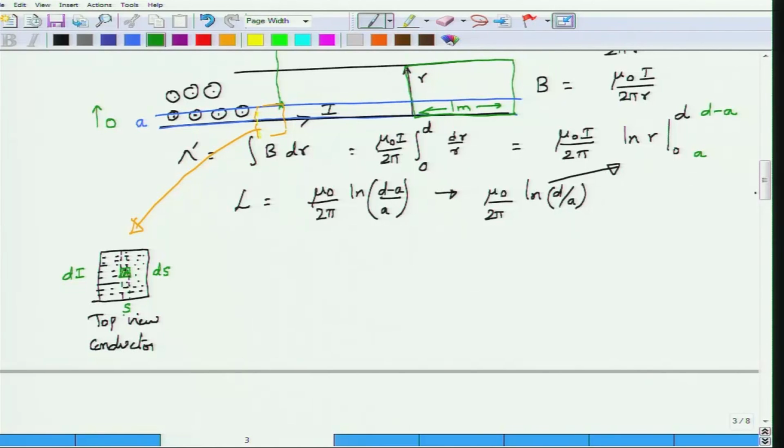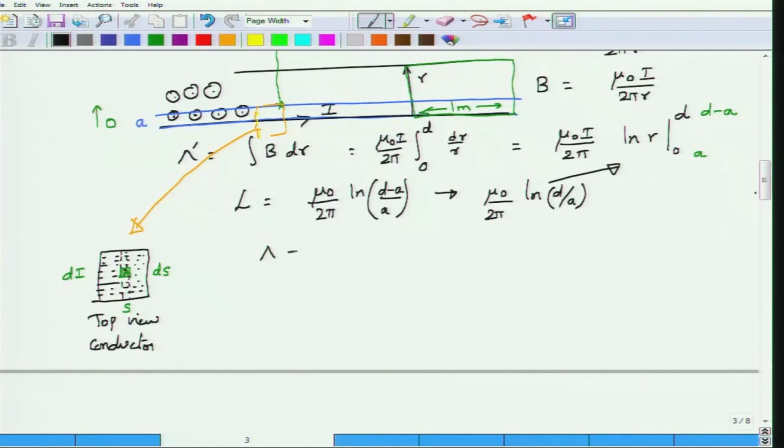So if you can find a way to take into account the fact that the conductor has a finite cross section S, and this finite cross section S can be composed of multiple smaller segments of cross section dS, each carrying a current dI, then we will be able to talk about partial flux, or flux that is linking with conductors of finite cross section. Okay. To do that, let us actually review what magnetic flux linkage was.